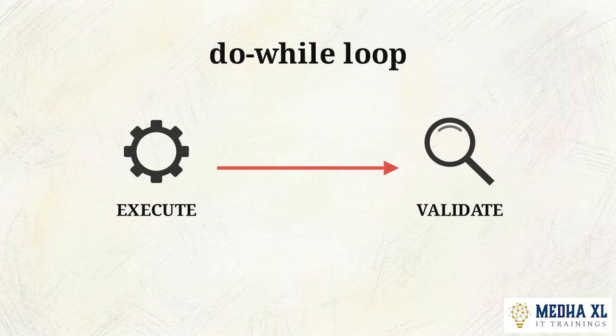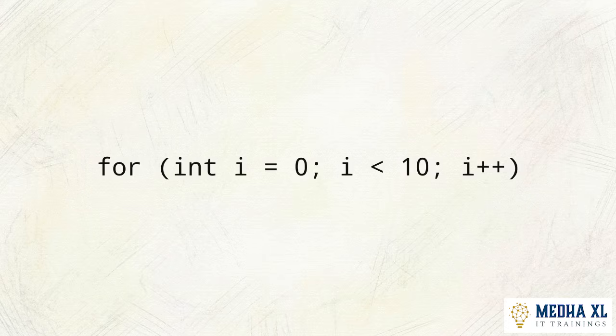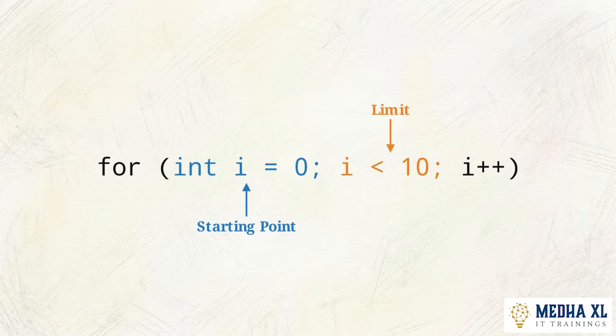prior to validation. When the exact number of required iterations is known in advance, like processing exactly 100 entries in a ledger, we turn to the for loop. This diagram tears down the syntax of a for loop into its three internal components. First, the initialization sets the starting point. Second, the condition determines how long the loop runs. Third, the increment counter updates the value with each cycle, automatically tracking our progress.